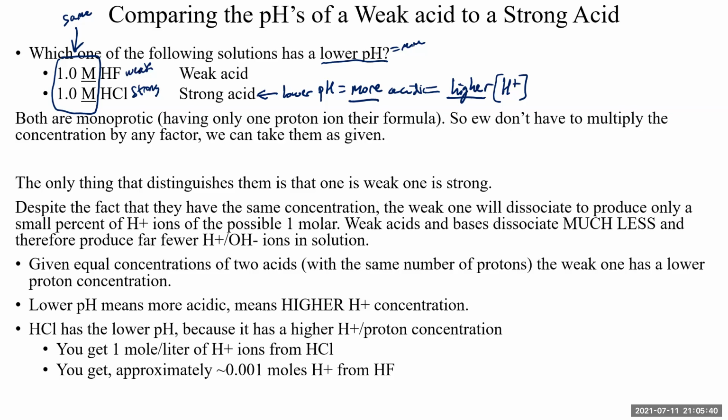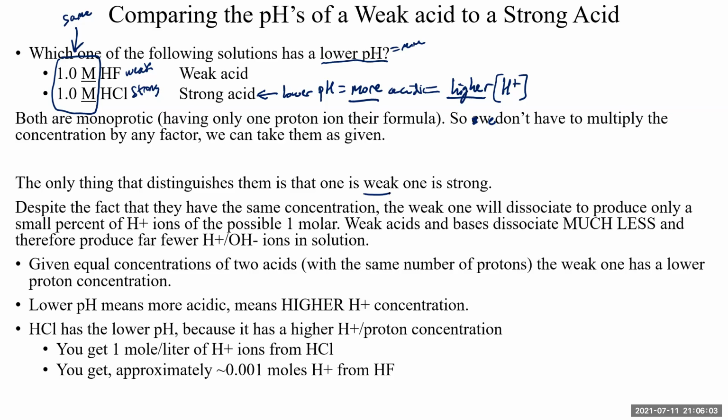Both are monoprotic, so we don't have to worry about multiplying protons. They both have the same concentration, so it's not like one has a high concentration, one has a low. They have the same concentration, so we don't have to multiply the concentration by any factor. We can take them as given. The only thing that distinguishes them is one is weak and one is strong.